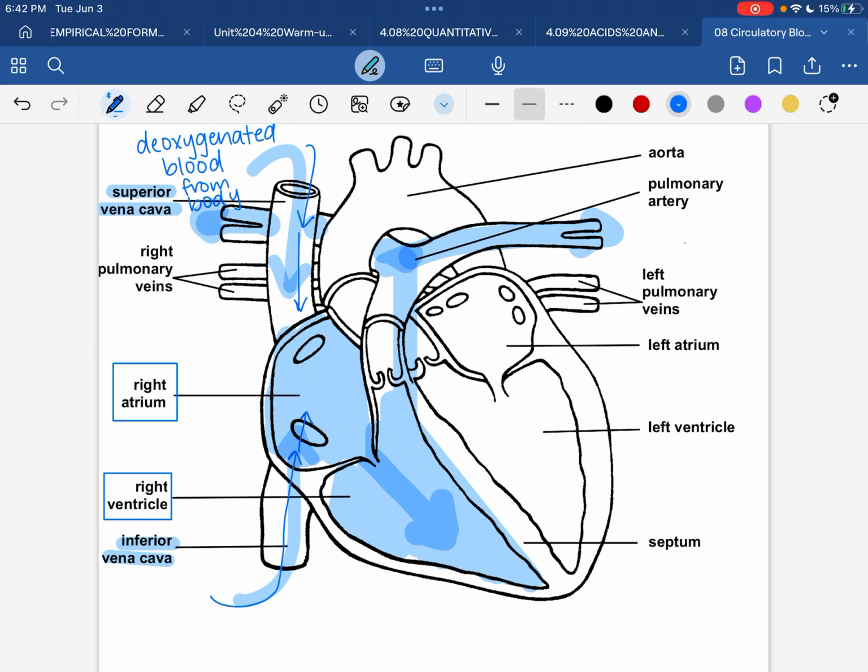So the pulmonary artery on both sides, these are both pulmonary arteries. So this part right here is a pulmonary artery, as well as this part over here. And those are both going to go towards the lungs. So it's going to carry deoxygenated blood to the lungs.